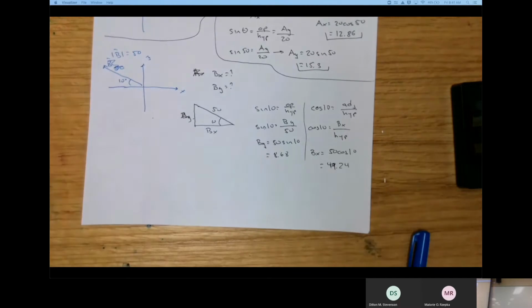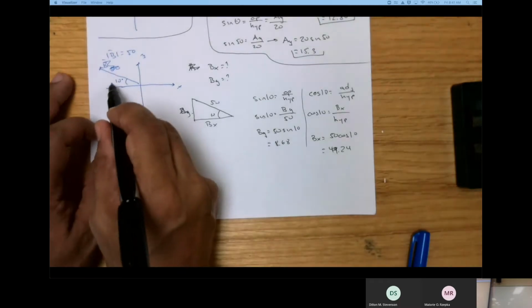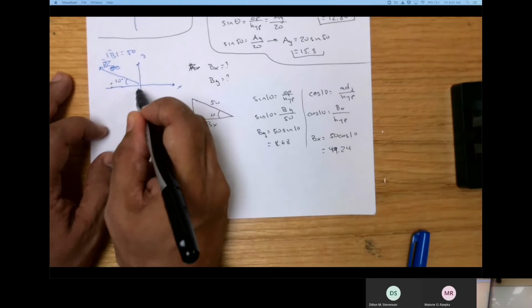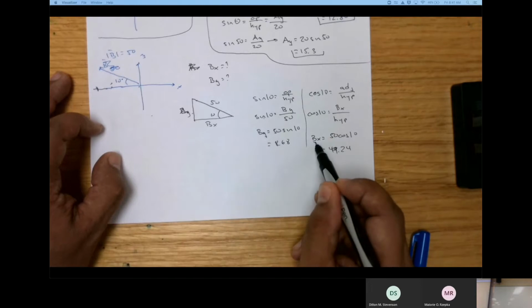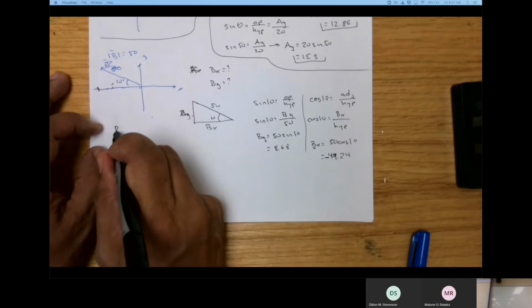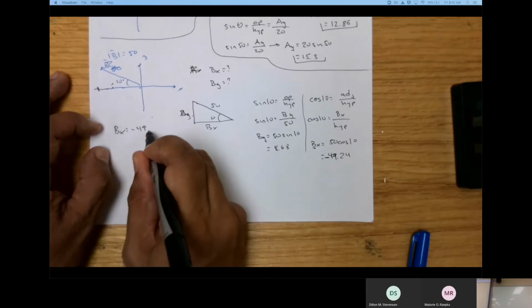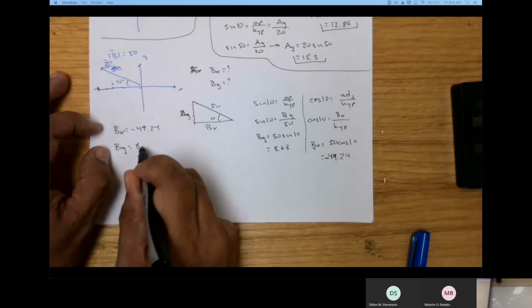So that's what the calculator is telling you, that is the answer. And it's correct. What you put in the calculator is those values, and it's fine. Now, notice that the x component on this vector is to the left of the origin. So this value over here has to be negative. So this bx component, because it's pointing to the left, has to be negative. So the x component is going to be negative 49.24. And the y component is going to be 8.68.